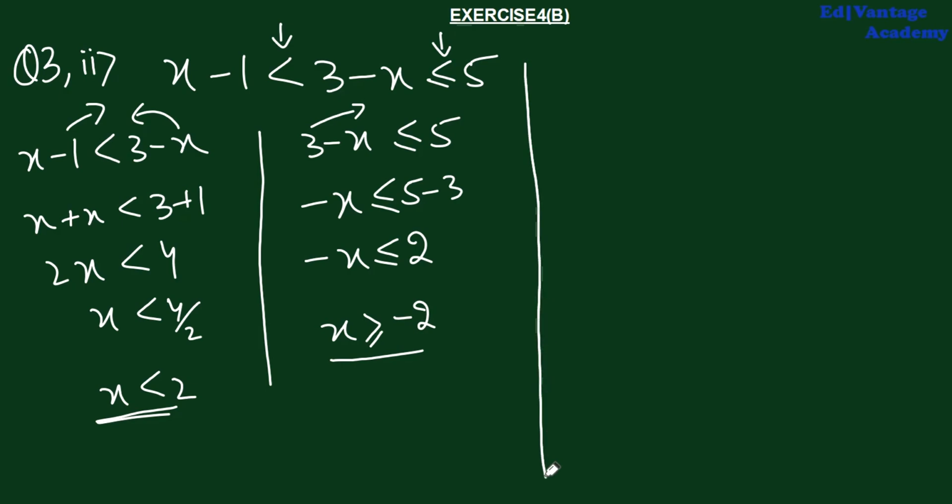How will I write it? I'll write it as x is greater than one number, x is lesser than another number. x is greater than whom? The smallest one. You can see here x is lesser than 2, but x is greater than minus 2.